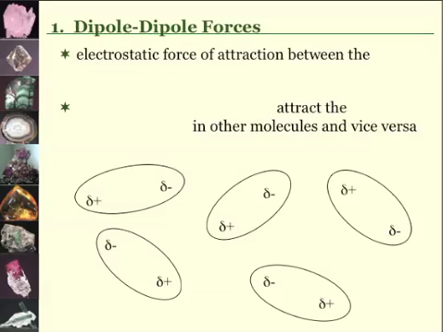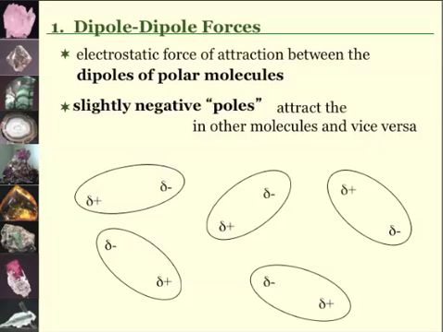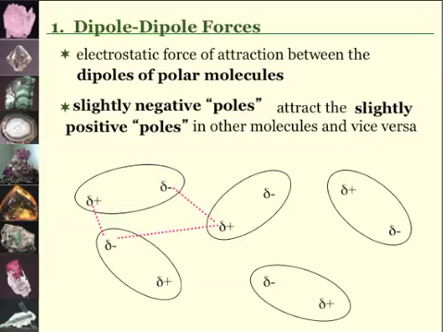One is dipole-dipole forces. So these are electrostatic forces of attraction between the dipoles of a polar molecule. So the slightly negative poles attract the slightly positive poles in the other molecules and vice versa. So we can see here that there would be these forces of attraction between these particular sections of these molecules. Okay?